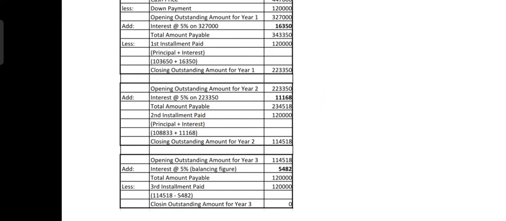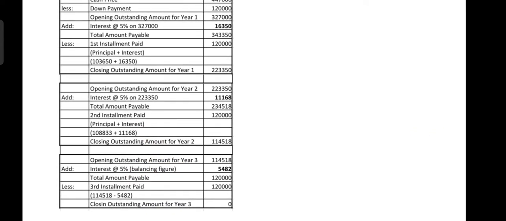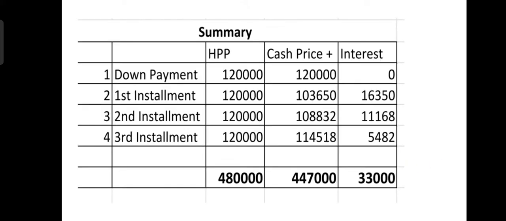Okay, so now we calculated the interest included in all the installments. That is 16,350 plus 11,168 plus 5,482. These are the interest included in installment number 1, installment number 2 and installment number 3. Next we are going to write this in a summary manner. Okay, the summary we are going to take.